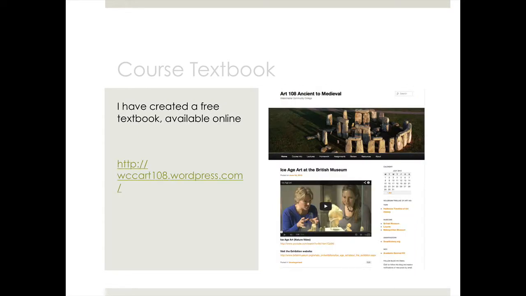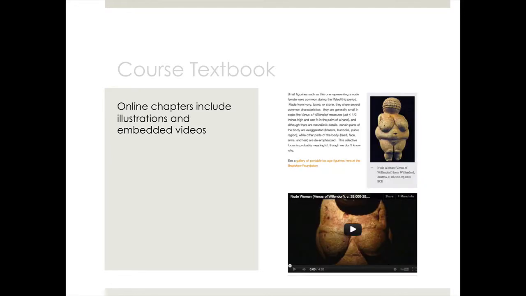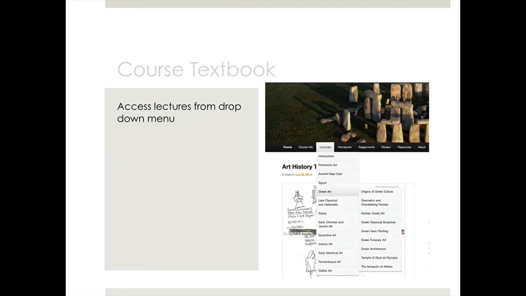The reason I can make the textbook optional is that I have created a free textbook available online. There is a course website connected to this course. There's links on the Blackboard page. You should bookmark this WordPress site, and you will find that it is tremendously rich in content. I've been developing this for many years. The online chapters include illustrations as well as embedded videos that you are expected to watch.